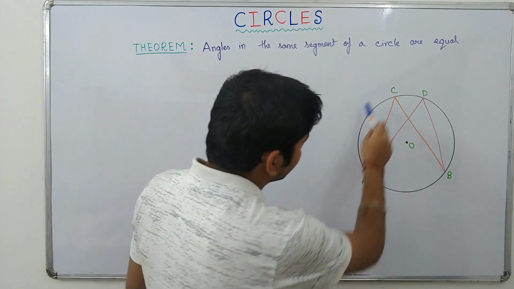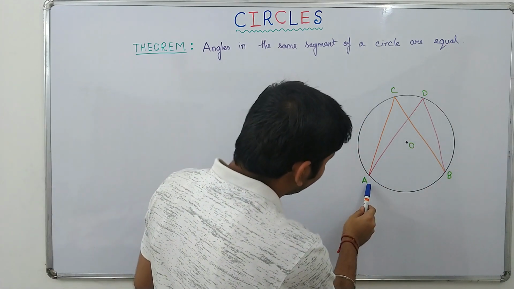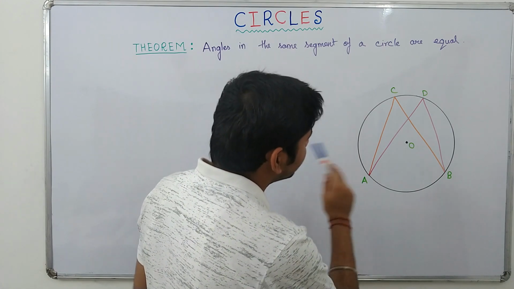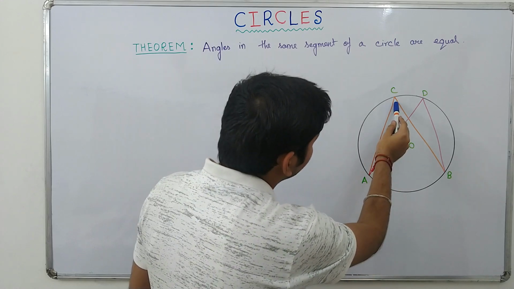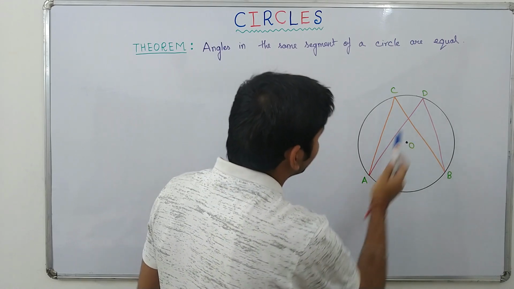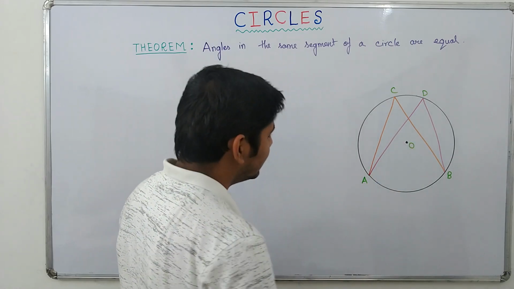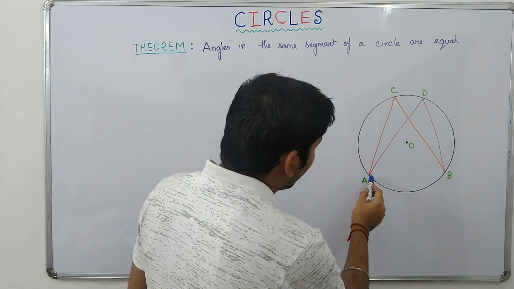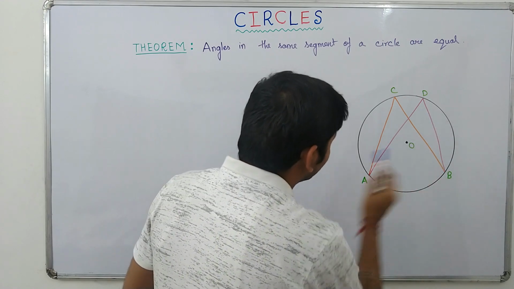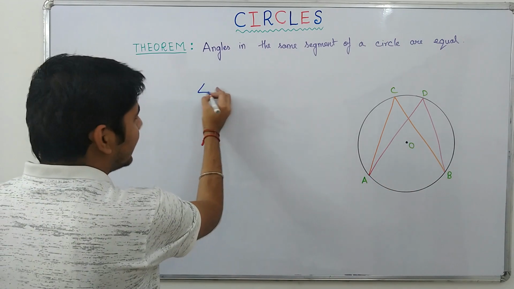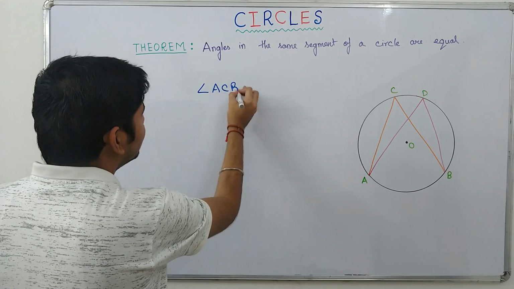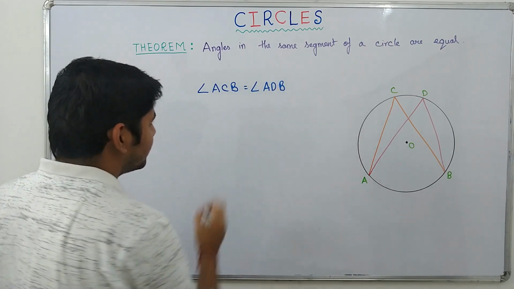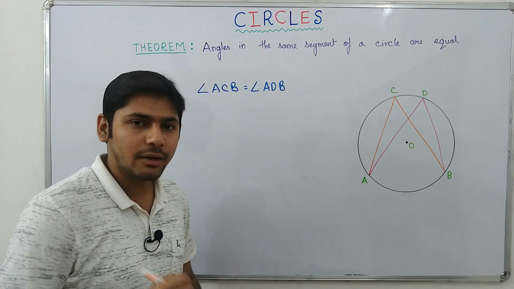Say we have a circle and an arc AB. Now this arc AB subtends some angle on the circumference at C over here and at D over here. This theorem says that angle ACB will be equal to angle ADB. Let me write it down. So angle ACB will be equal to angle ADB.